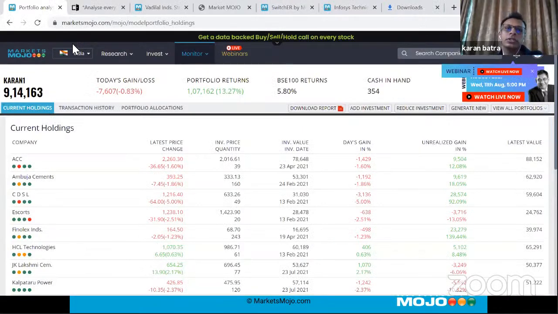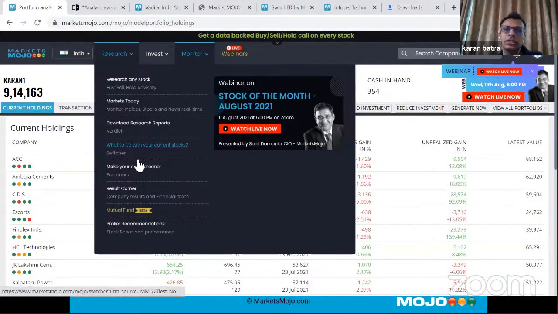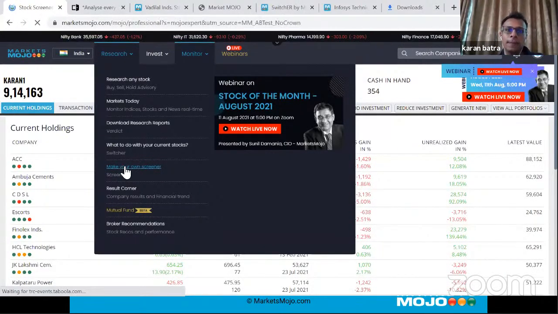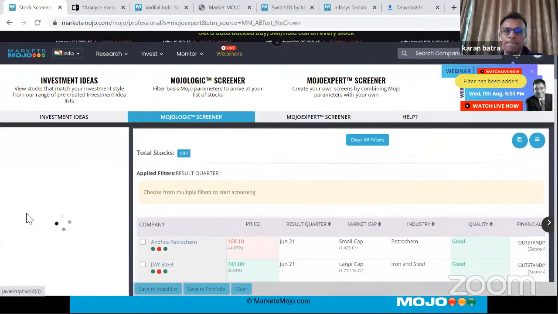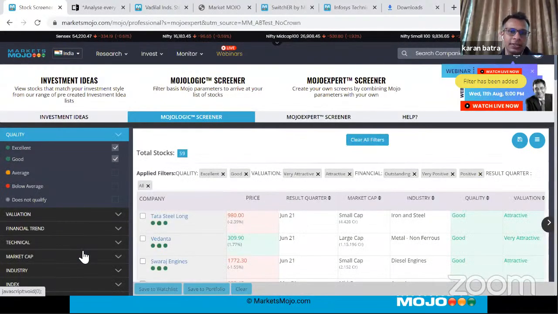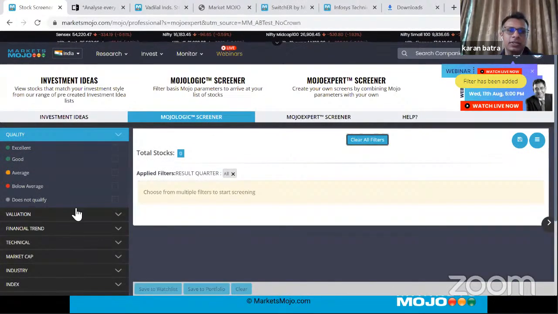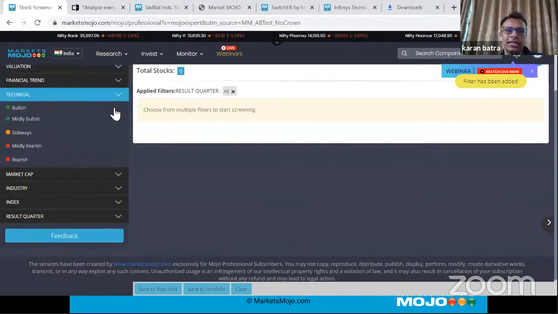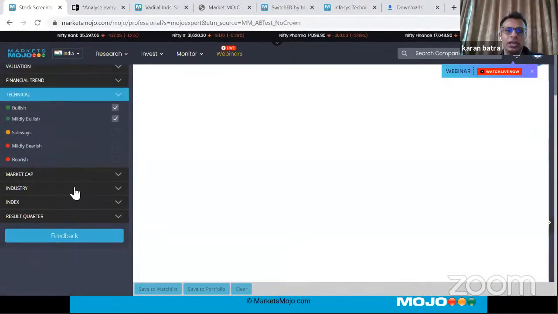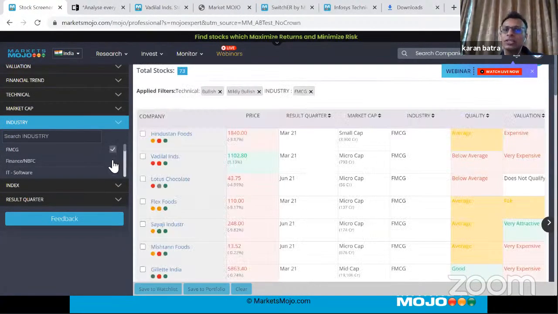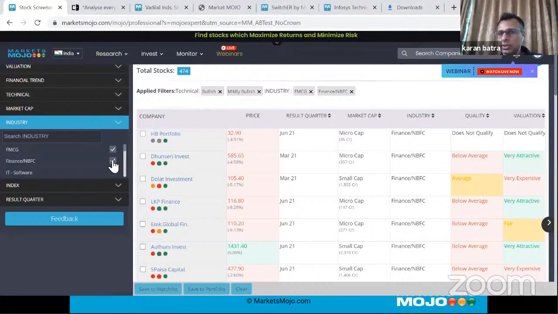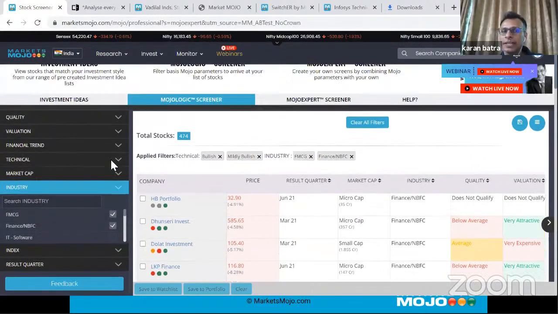What you can do is go to the screener section. It is not really available the way you want, but in the screener section, in the Mojo Logic screener, you can filter across sectors. If I want sectors which technically are bullish, I can select individual industries, see what is happening in these industry stocks, and what the technical trend is.